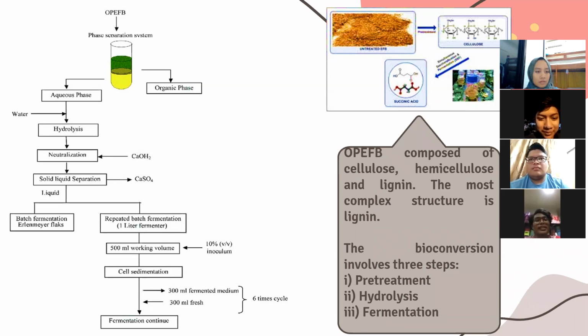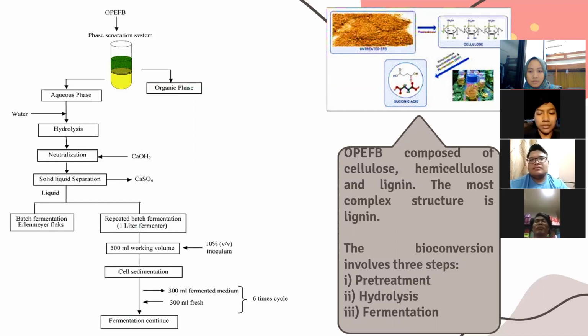From hydrolysis to neutralization will need CaOH. From neutralization to solid liquid separation, we'll need calcium sulfate. From solid liquid separation, the liquid state will go to batch fermentation and repeated batch fermentation, which is a 1 liter fermenter. This will require 500 milliliter working volume and will produce cell sedimentation that involves 300 milliliter fermented medium and 300 milliliter of fresh medium, which needs 6 cycles to make sure the fermentation continues.